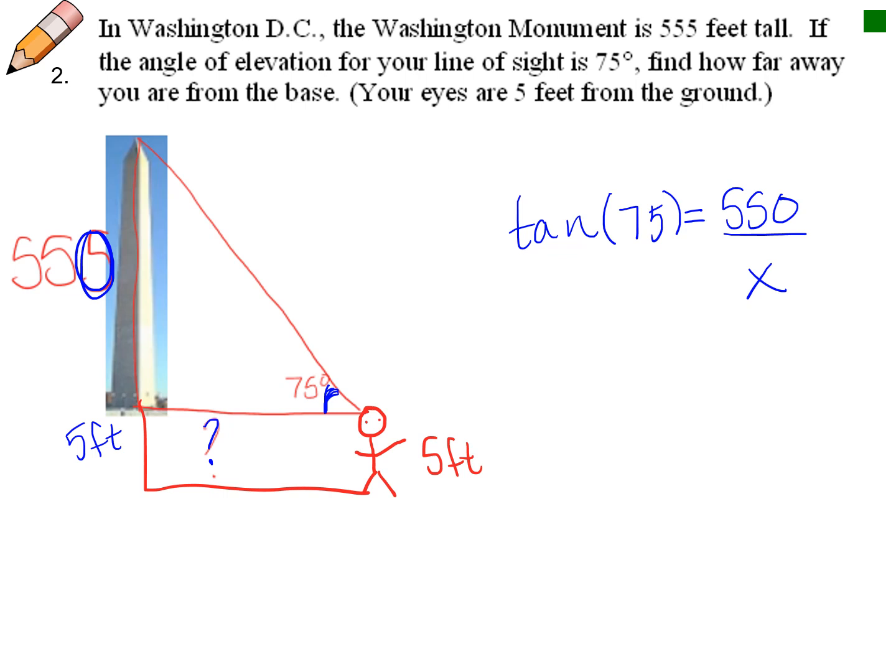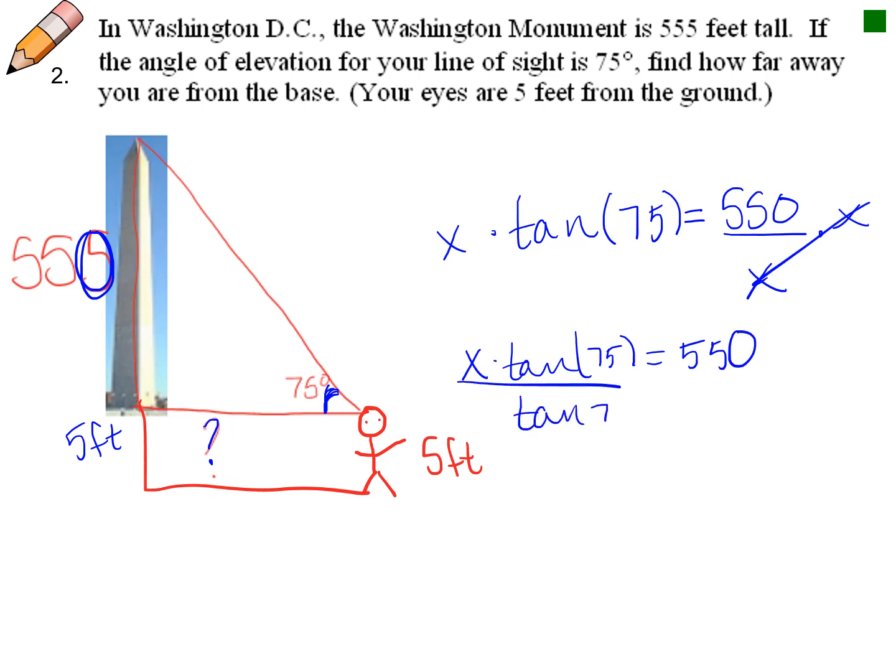So in order to solve, remember we have to multiply both sides by x to get x out of the denominator. It'll cancel the x's on the right-hand side. We get x times the tangent of 75 is equal to 550. But now we have to divide by the tangent of 75 in order to get x alone.